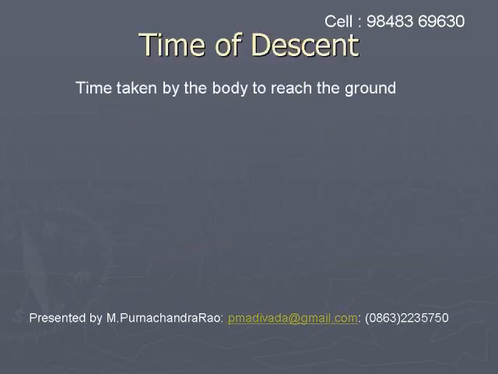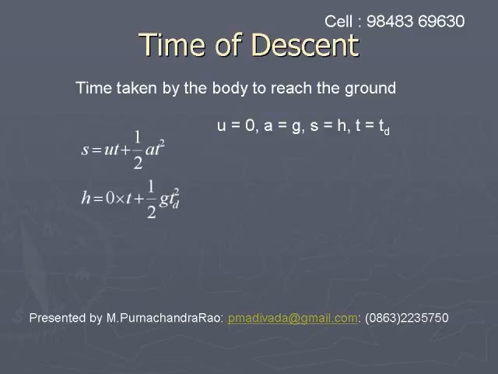Time of descent of the horizontally projected body: the time taken by the horizontally projected body to reach the ground. To find this, we have to consider only the vertical motion. In the vertical direction, initial velocity u is equal to 0, acceleration a is equal to g, displacement s is equal to h, and time of descent t is equal to t_d. From the relation s = ut + ½at², we get h = 0 × t + ½g t_d², or t_d² = 2h/g.